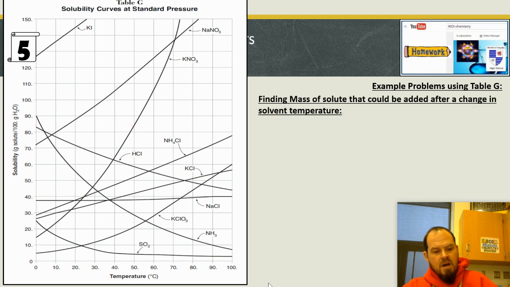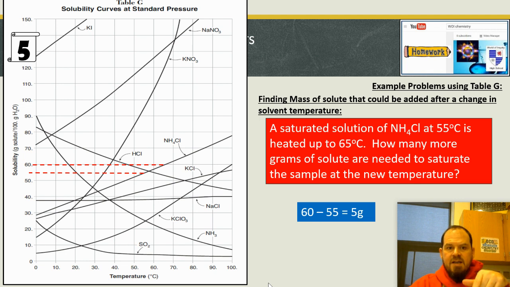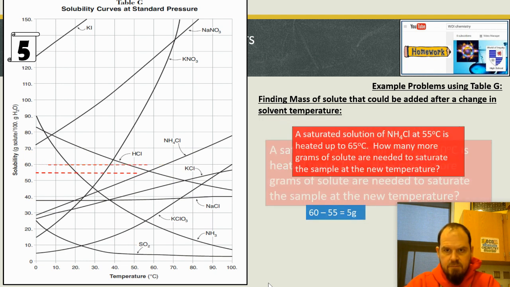Okay. All right, on to page 17. Mass of solute that could be added after the change in solvent temperature. So here I'm going to heat it up, and how much more could I add? So again, find the two spots, subtract the two answers, and then that's these two problems, and then I'm going to get into changing the actual amount of water, which is big. So at 65, I can add about 55 that looks like to me. And then, I'm sorry, that's at 55. If I go up to 65, I can get 60 in. So 60 minus 55, 5 grams. If I heat it up, I could get 5 more grams of stuff to dissolve.